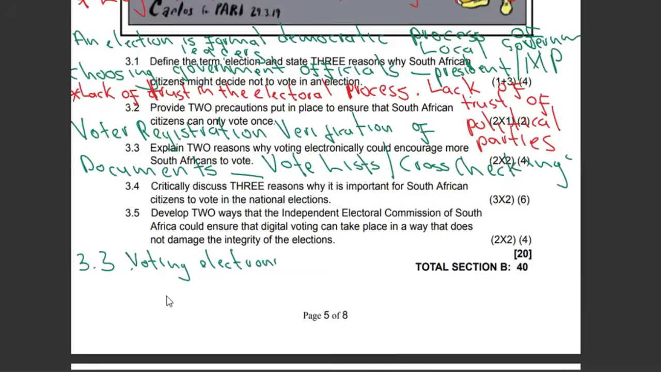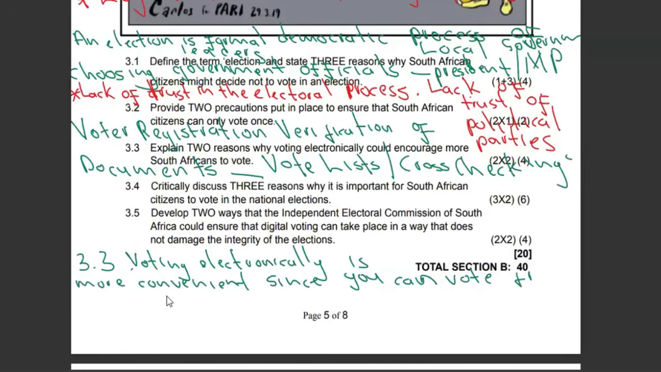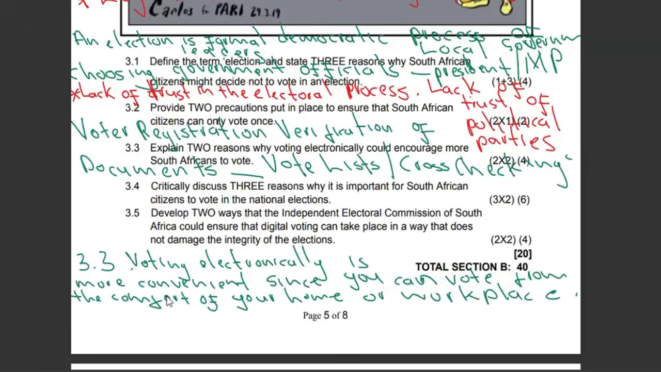Voting electronically is more convenient since you can vote from anywhere, from the comfort of your home or workplace. So it is actually convenient. You can vote from anywhere, from the comfort of your home or from your workplace.